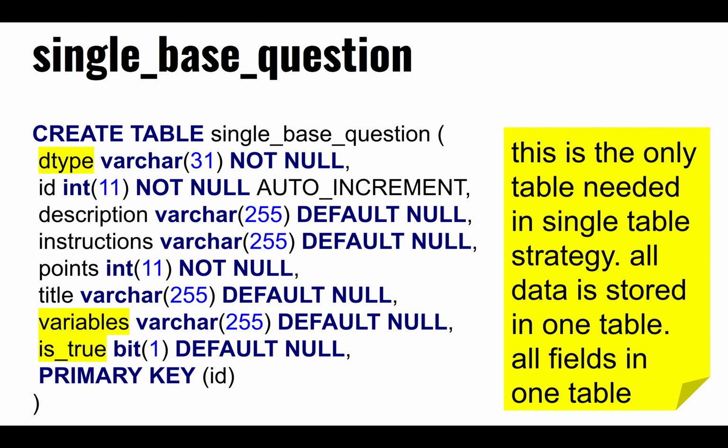So here's my single table. There's just one table, and it has all the fields. The fields from the question, the fields from the true false, and the field also from the other one, multiple choice, I think, or fill in the blanks. All the fields are there, and notice we have an additional field called D type that keeps track of what was the original intent of this class.